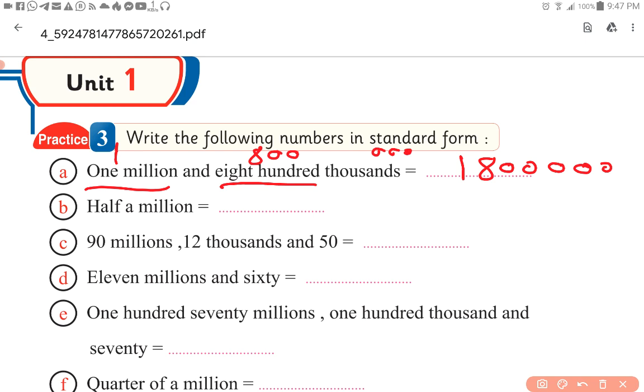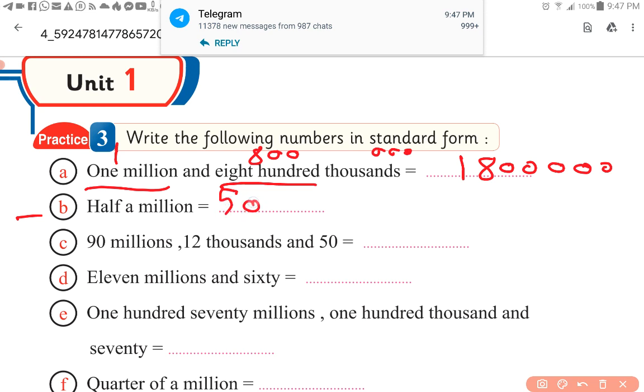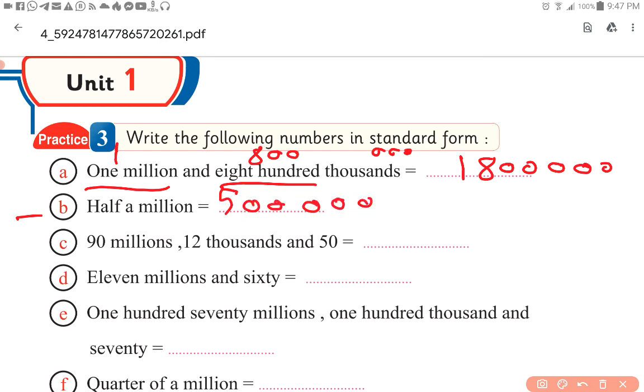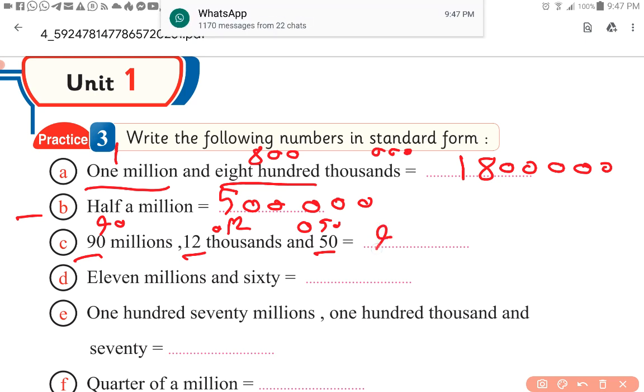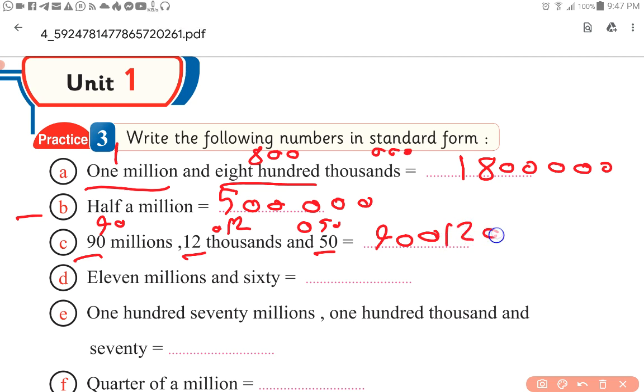That's okay. Then half a million means 500,000. Then next one 90 million. Write 90 million. 12,000. 12 here we have, so you will put 0 at left. Then 50, or 2 digits, so you need to add 0 at left. Then start to write the number 90 million 12,000 and 50.